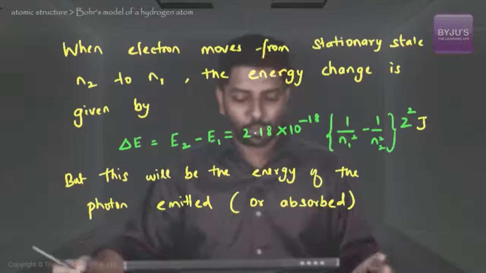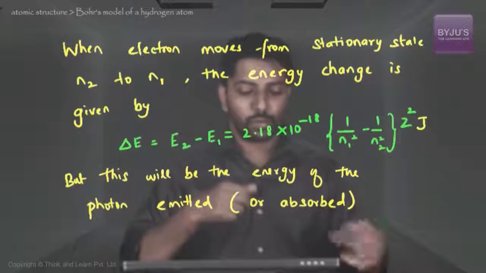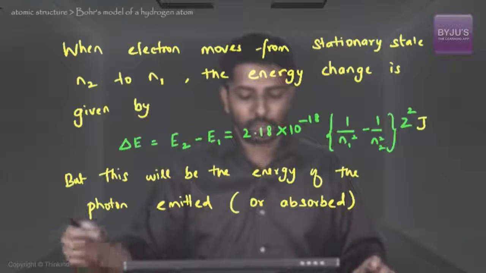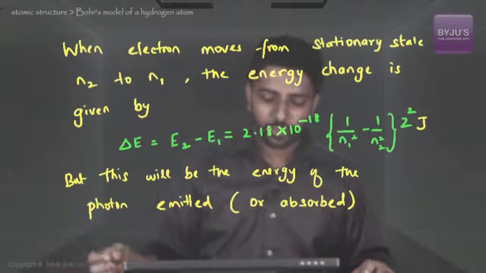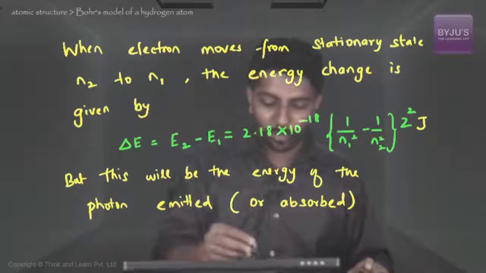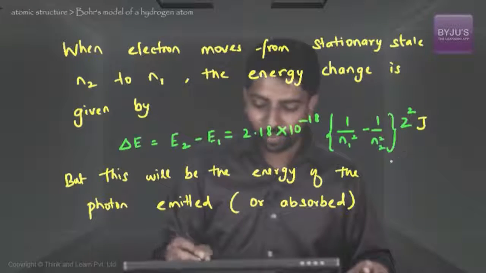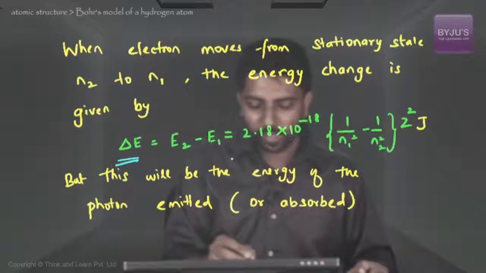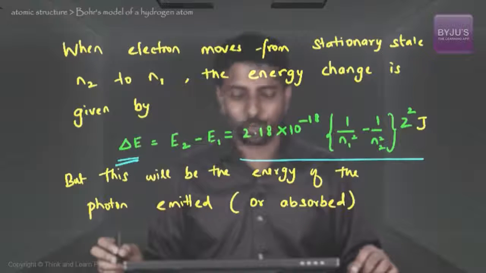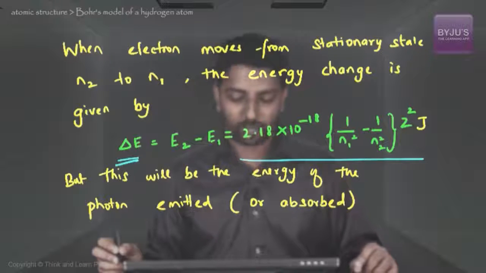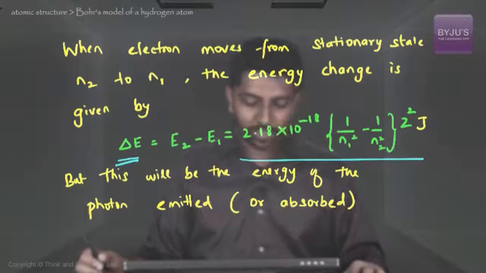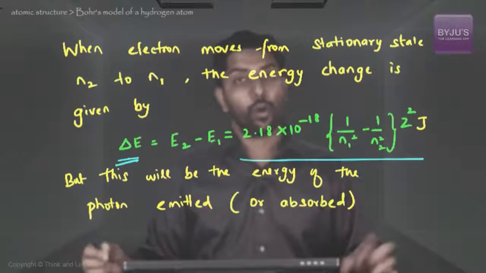So when an electron moves from a stationary state n2 to n1, the energy change is given by del E equals E2 minus E1, correct? So if you plug in the values of energy obtained from the previous step, we get a formula for this del E in terms of joules. Now if you divide this by 1.602 into 10 power minus 19, that will give you the del E in terms of electron volts. But this will be the energy of the photon emitted or absorbed.